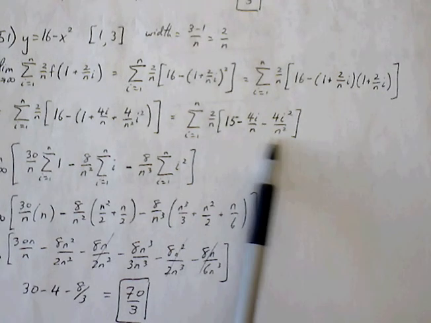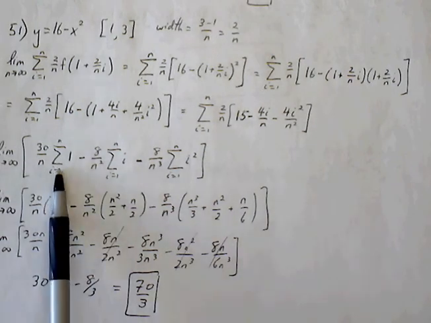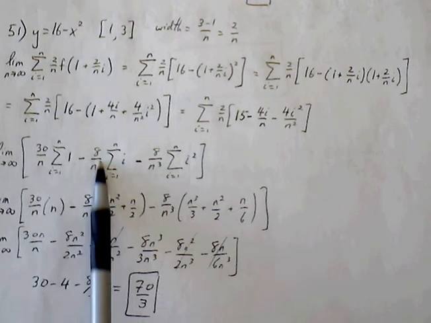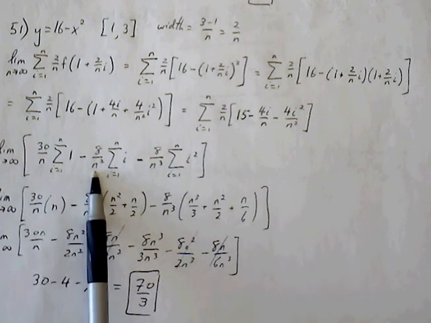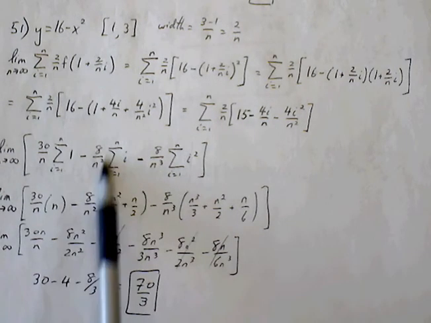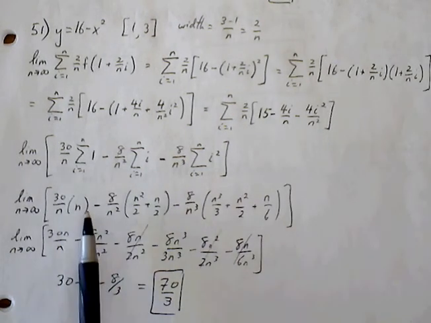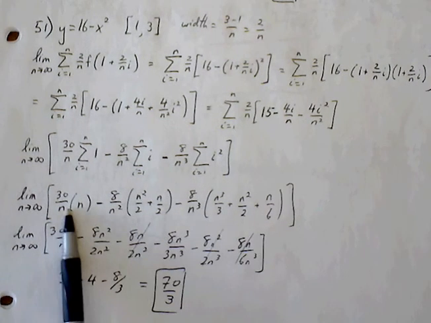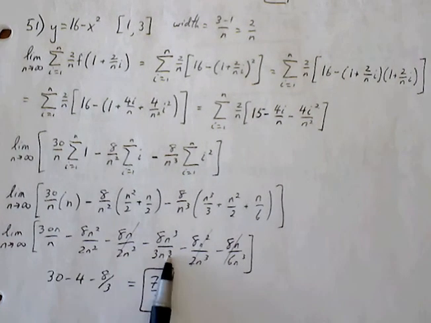Once I have that, I can split this up into individual portions and try to isolate the parts where we're going to apply the summation formulas. I can pull the 30 over n out, pull the 8 over n squared out, and then pull the 8 over n cubed out, leaving me with the summation of 1, the summation of i, and the summation of i squared. We have rules for all these, so we make our substitutions, distribute through, get rid of the parentheses, and see which portions go to 0 and which ones we're going to keep.